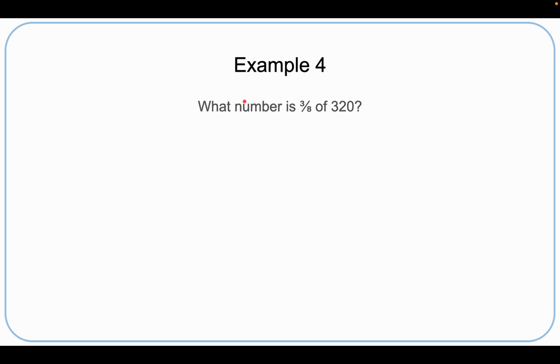And lastly, what number is 3/8 of 320? So here we have what number, and this equation or statement is actually in a different order than what we've looked at before, but that's okay because we can just substitute in the things we know using the pattern that we know. So what number, let's call that a, there's our unknown, is, there's our equal sign, 3/8 of, there's our multiplication, 320.